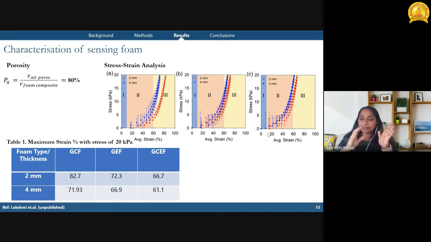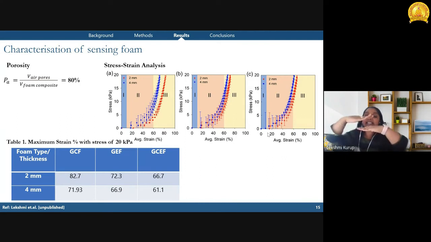And here I have prepared a table for the two types of foams, that is 2mm and 4mm ones. And from the table it's clear that the graphene coated foams are having a higher strain percentage. You might be knowing what is strain, right? Strain is the rate of change of length or the displacement with respect to the original length. Okay, so it's having a higher strain percentage of 82.7%.